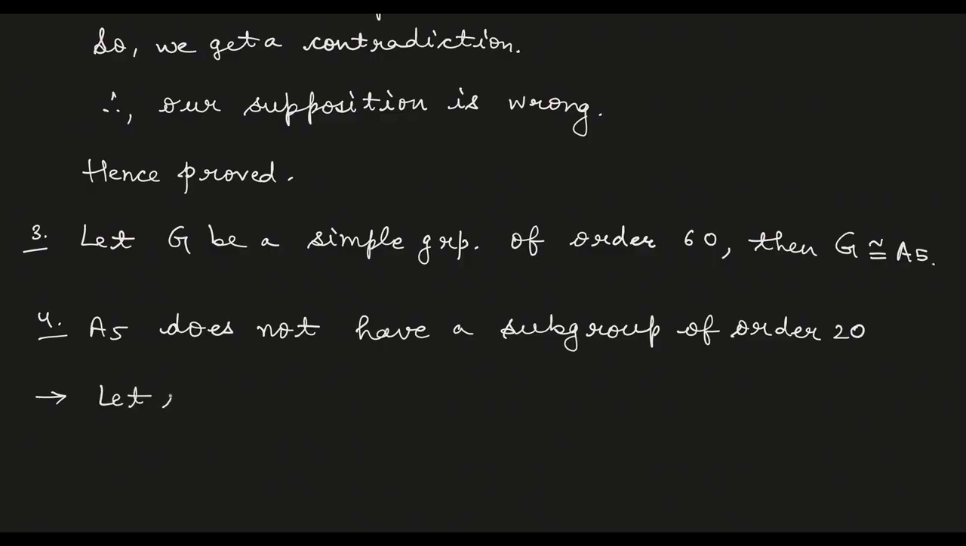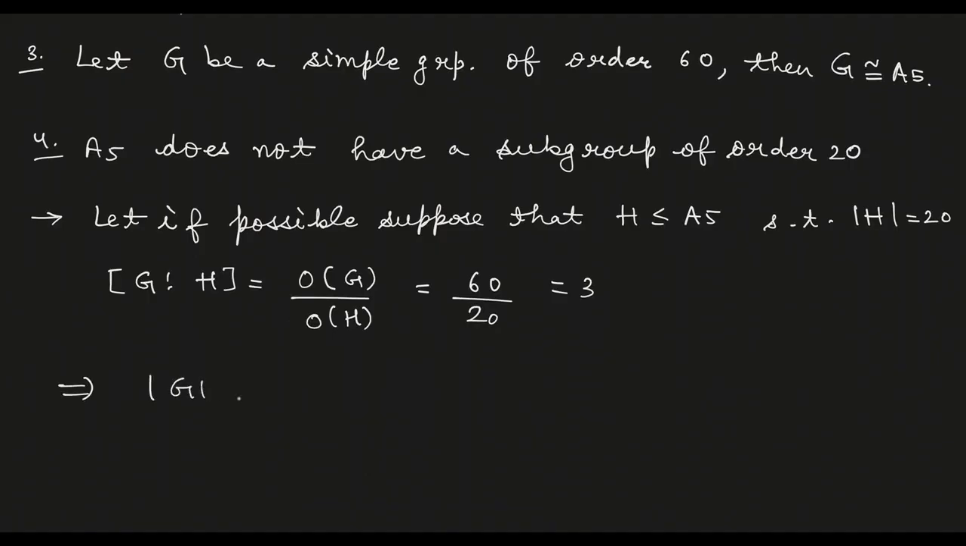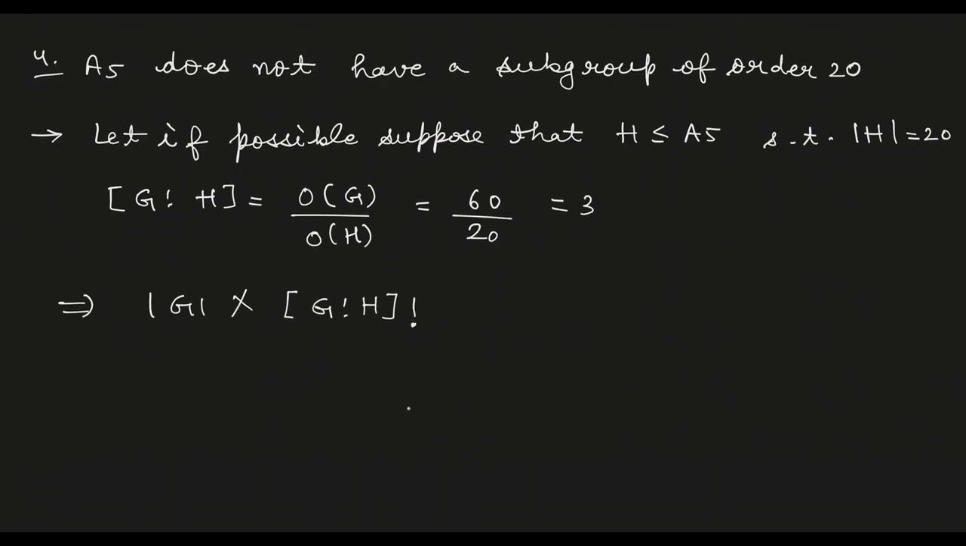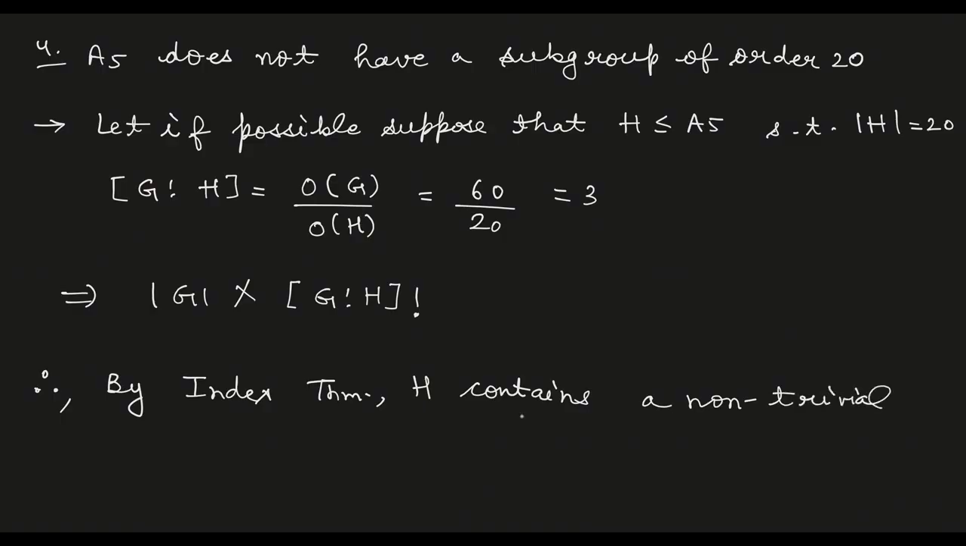Let us prove this also. If possible, suppose that H is a subgroup of A5 such that the order of H is equal to 20. Now the index will be the order of A5, which is 60, upon the order of H, 20. This is 3. So the order of G does not divide index factorial. Therefore, by the index theorem, H contains a non-trivial normal subgroup of A5.